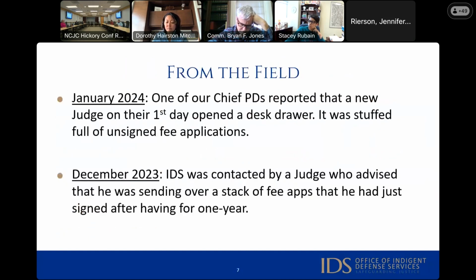Two recent incidents illustrate the extremity of the problem. In January, one of our chief PDs reported to us that a new judge on their first day opened a desk drawer. That drawer was stuffed full of unsigned fee applications. The month prior, in December of 2023, we were contacted by a judge who advised that he was sending over a stack of fee apps that he had just signed after having them for 1 year.